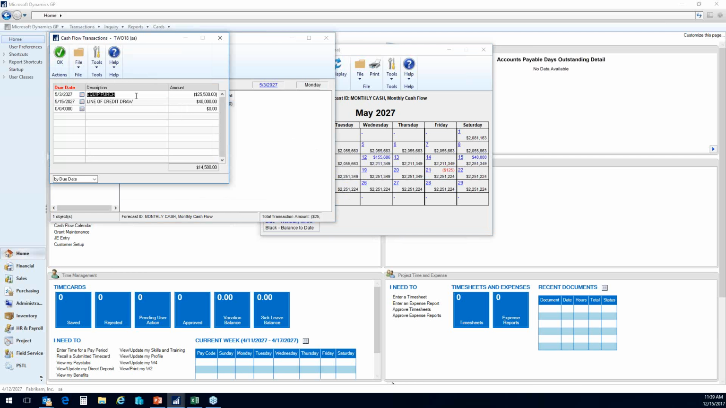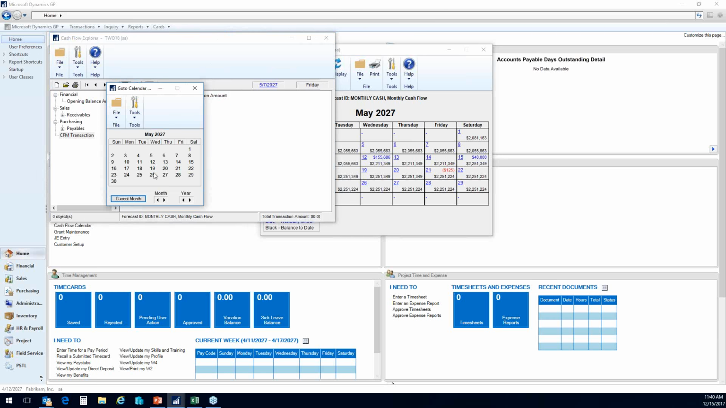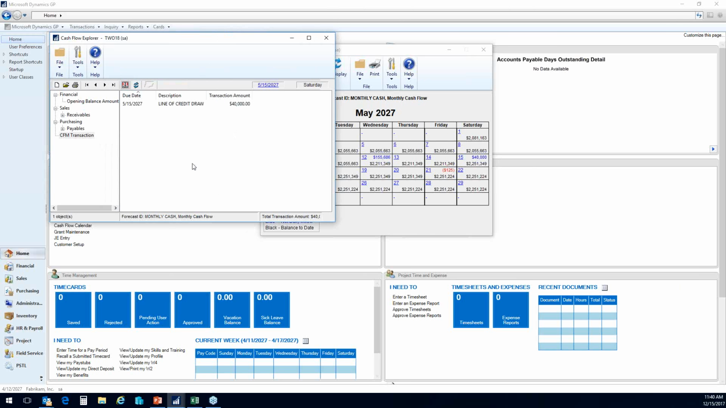And so I see that on May 3rd, I'm expecting to buy a piece of equipment, so that's going to be a negative 25. Well, on May 15th, you'll see I'm expecting a $40,000 line of credit draw. So again, there's not a receivable in there for that. And so those things that just affect cash like that, I could go in and manually put in the system. And of course, I can toggle through the different dates. If I go to the 15th, you'll see there, in fact, my line of credit draw does show up. And of course, I can see other things that are happening.